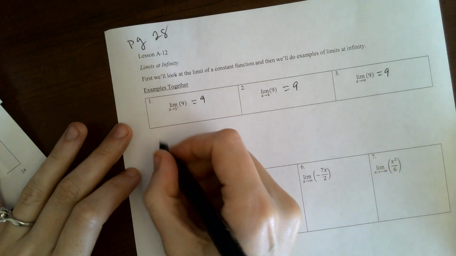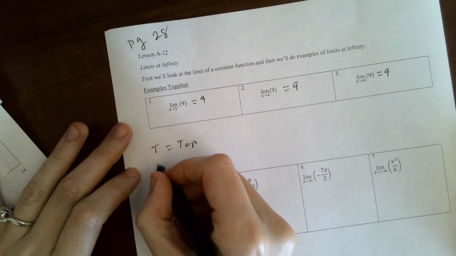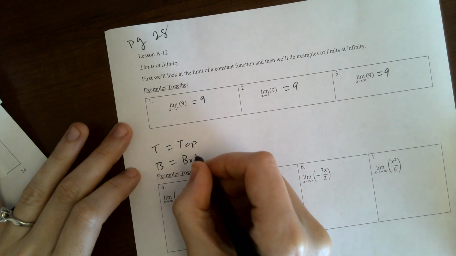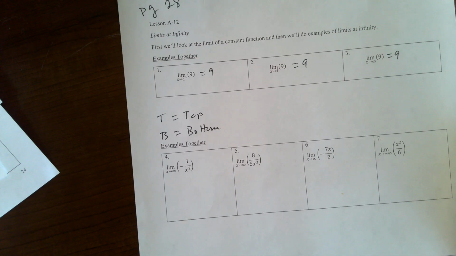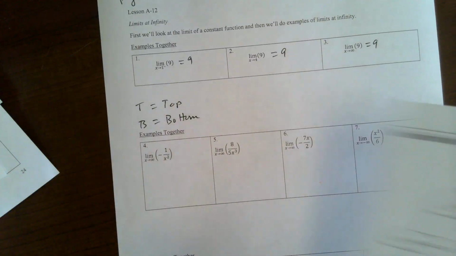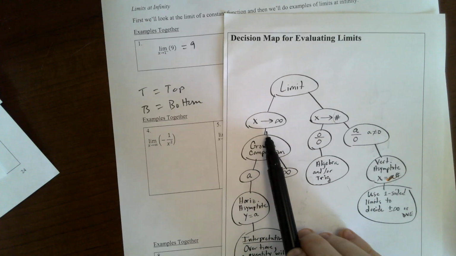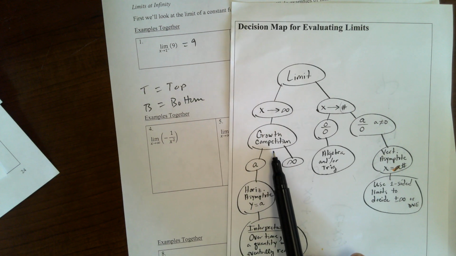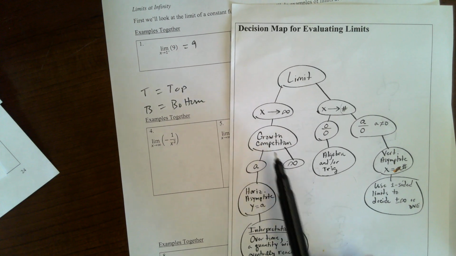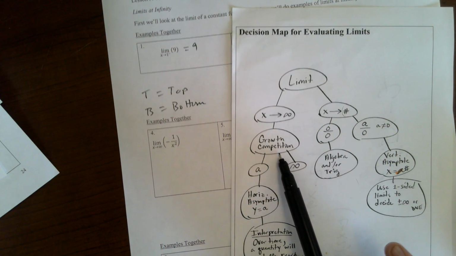All right, so T is going to mean top, B is going to mean bottom. And so doing these limits, all of these 4 limits are what are called limits at infinity. So we're doing a limit, x is approaching infinity. We've got to use this thing called growth competition, or I call it that. It's not called that. Maybe some other people do, but I'm calling it growth competition.